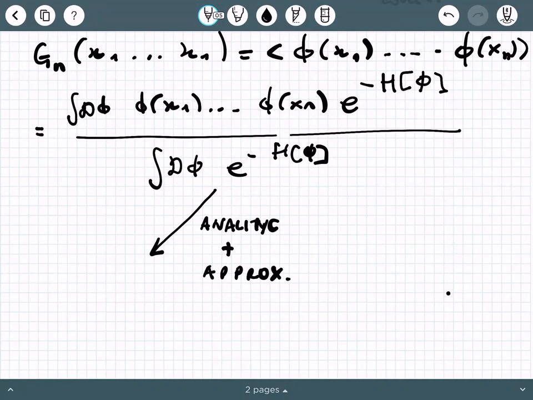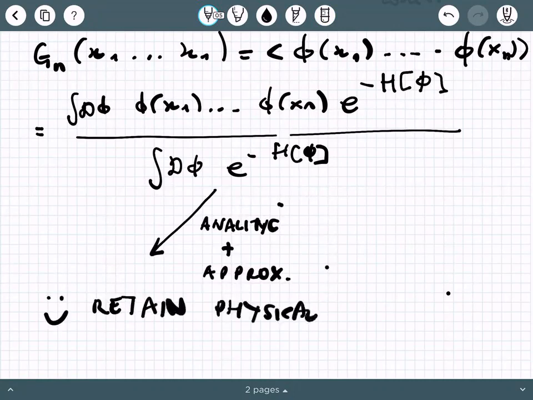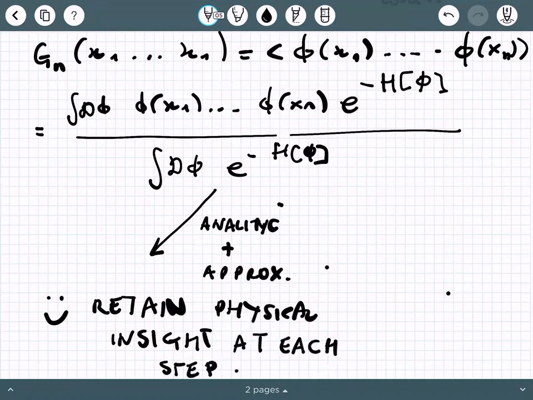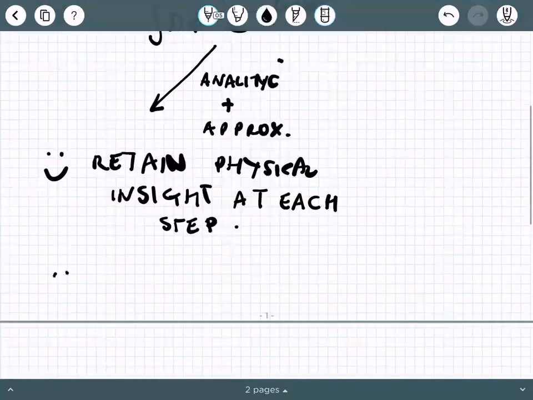But that's one way. And the advantage of having analytic approaches plus approximations is that you retain physical insight at each step of the calculation. The disadvantage is that you, in principle, lose accuracy.